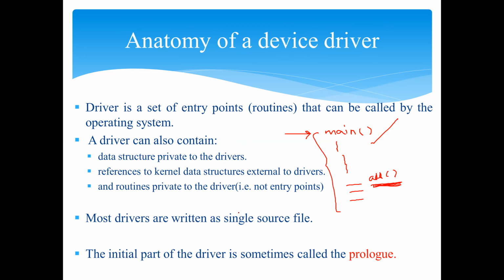So mostly these drivers are written as a single source file. For example, a device driver for a hard disk will be written as a single source file. They are saying mostly. In some cases, we can have more than one file, which acts as a set of programs governed with a single device driver. Now, the initial part of the driver is sometimes called a prologue. So what is this prologue? We'll see in the next slide.